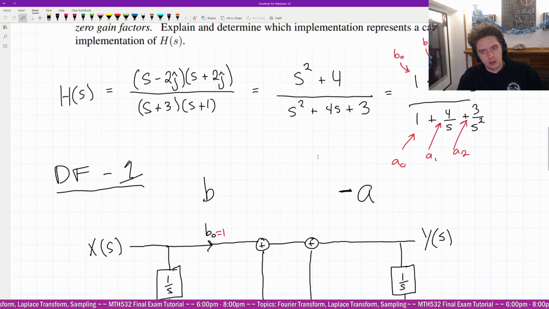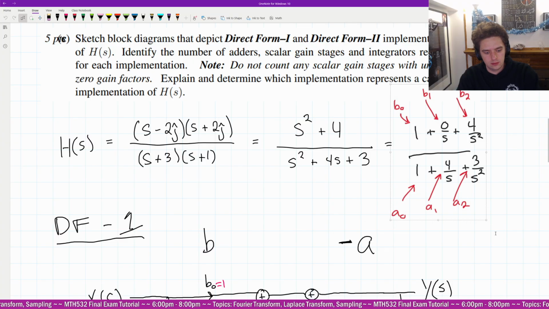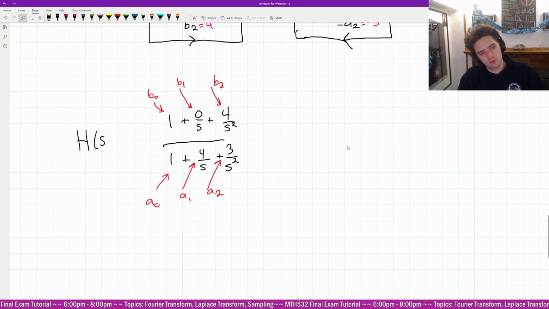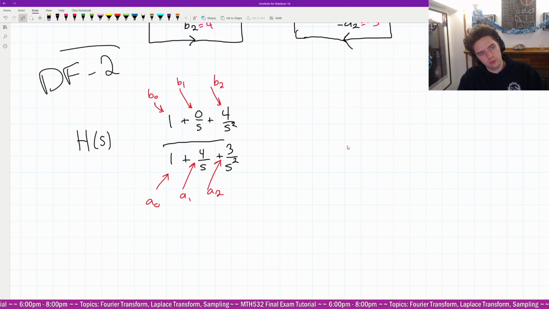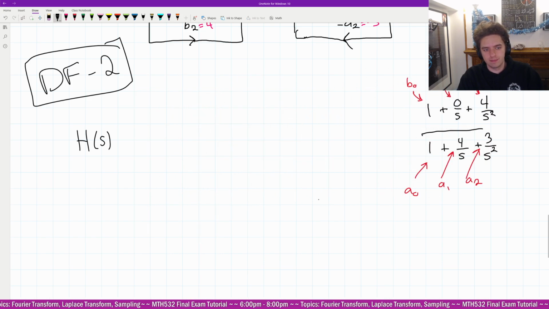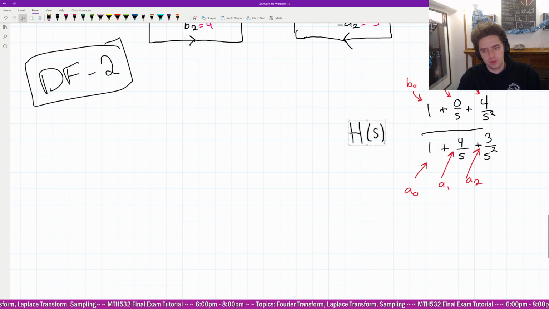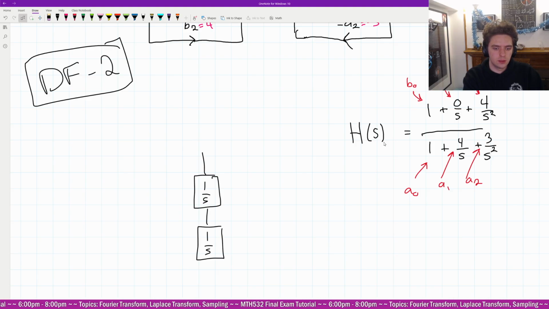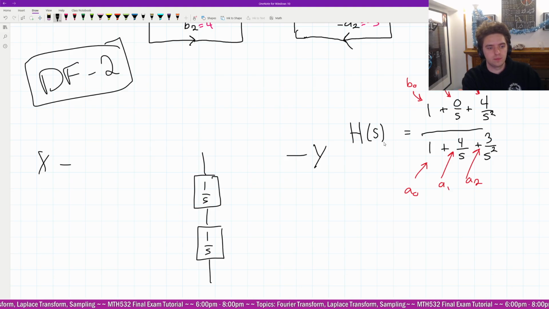So direct form 2, I'm gonna look at this again, right? I just need this, H of S, direct form 2. So this time we're gonna put all our integrators down the middle, right? So how many integrators do we need? We need to go to the second integral, right? So I'm going to start by drawing my 2 integrators. 1 over S, 1 over S. Okay, now we have our input X, and we need to have our output Y.